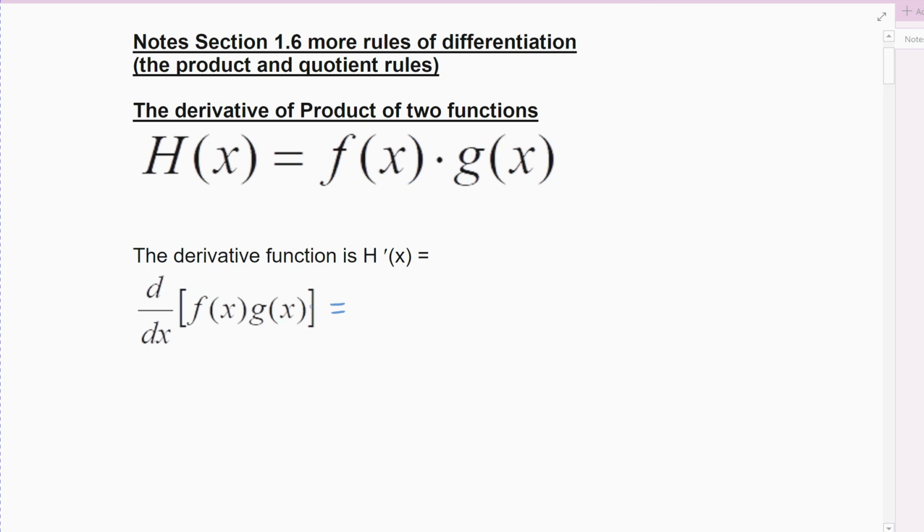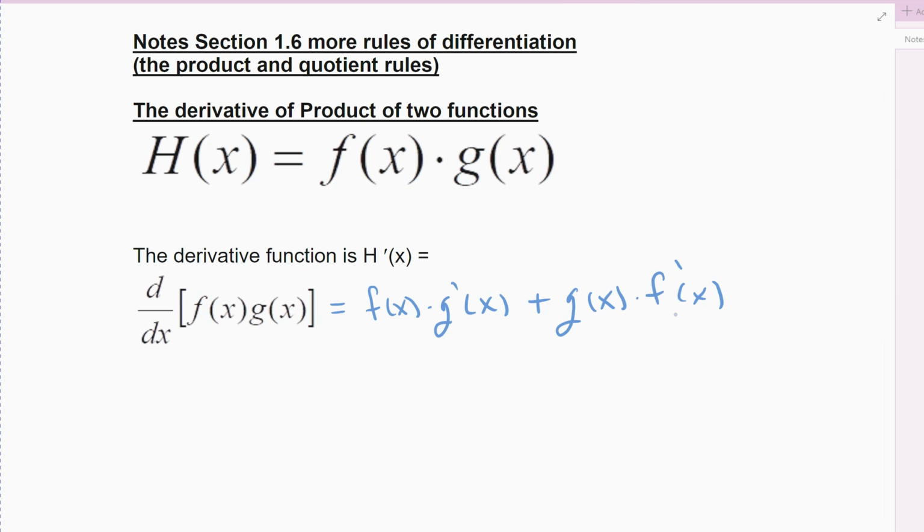The rule, the way I have it memorized, and you could have it memorized slightly different, is the first times the derivative of the second plus the second times the derivative of the first. But you could do that in the opposite order. The biggest thing is with derivatives, you can only do one function's derivative at a time. Notice that nowhere in that statement did I do the derivative of f of x times the derivative of g of x. You can't do that.